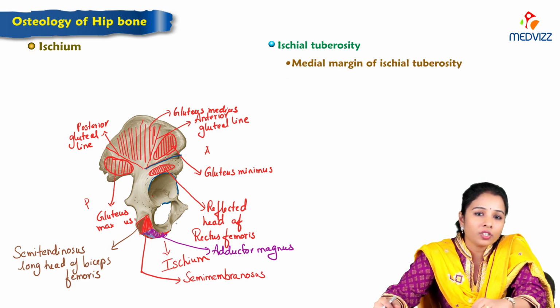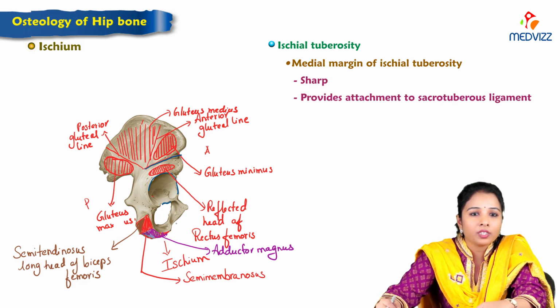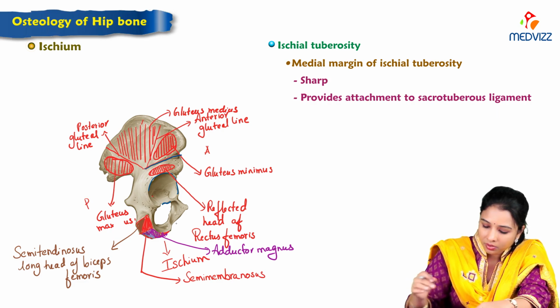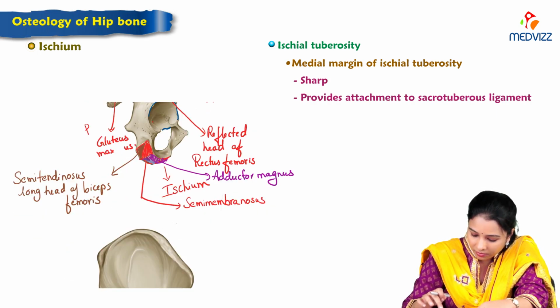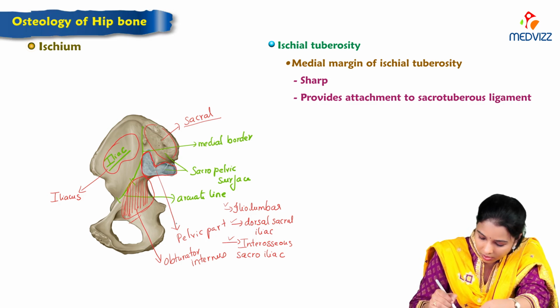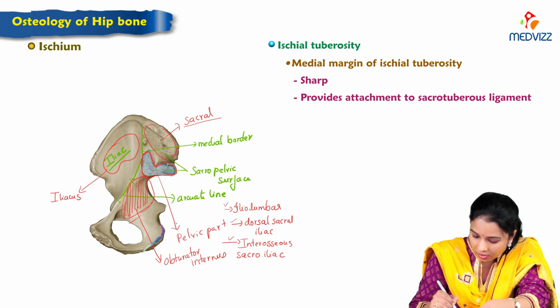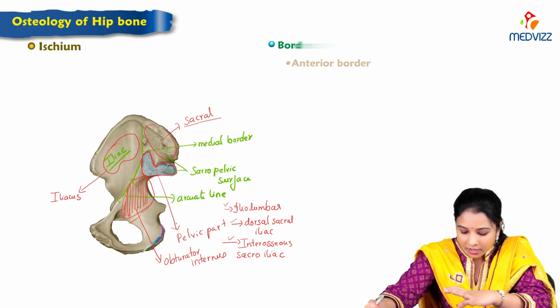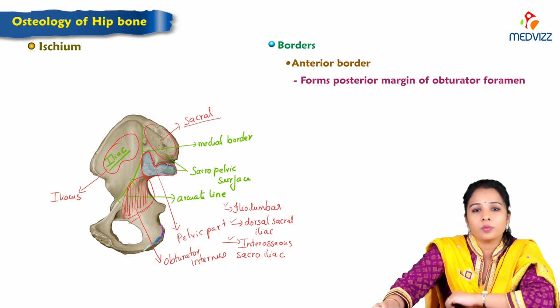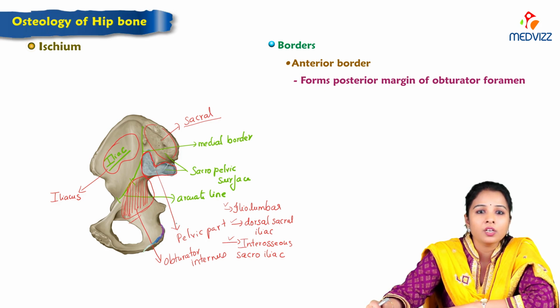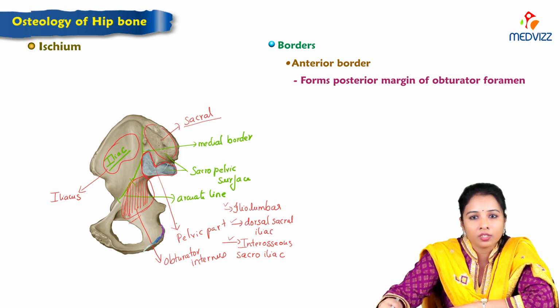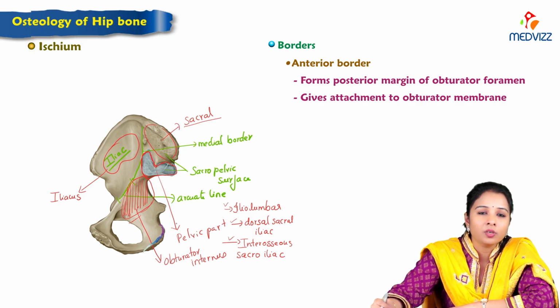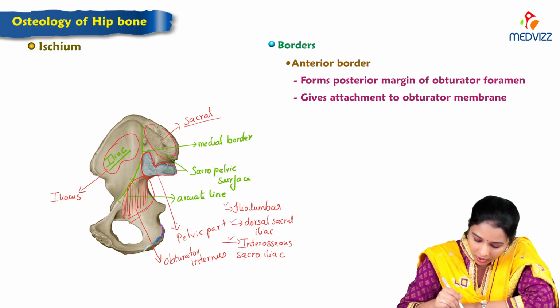The medial margin of the ischial tuberosity is sharp and provides attachment to sacrotuberous ligaments. What you are seeing is the lateral margin. So the medial margin is sharp here, which provides attachment to sacrotuberous ligaments. Next, the anterior border of the ischial tuberosity forms a margin of the obturator foramen, and the margins of it give attachment to a membrane called the obturator membrane. So in living, this obturator foramen is filled by the obturator membrane.